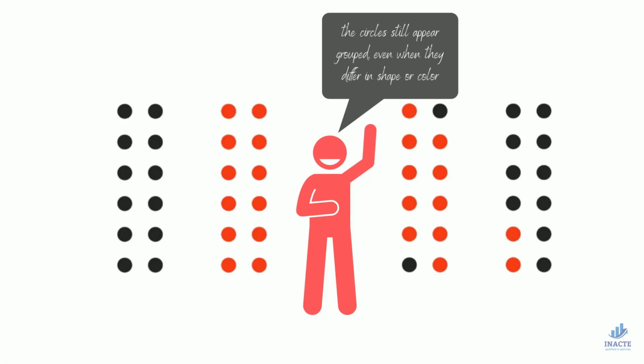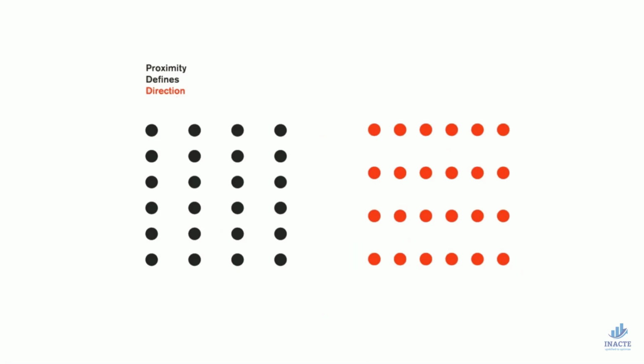Proximity can help you define the direction of the viewer's attention. Below you see either rows or columns depending on the proximity of the elements.